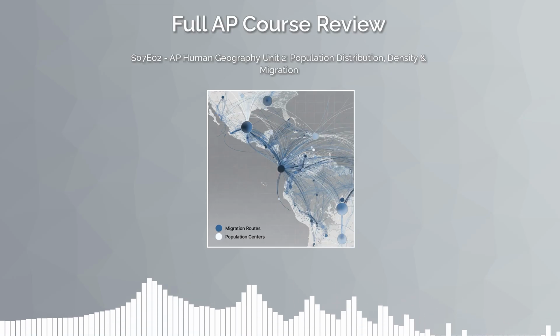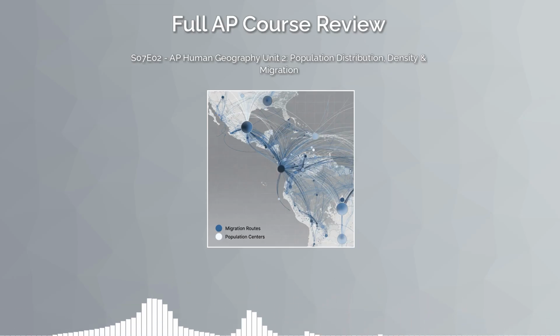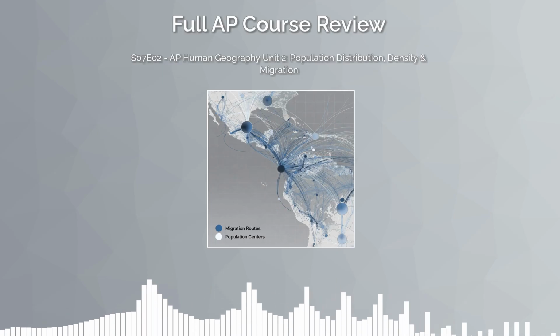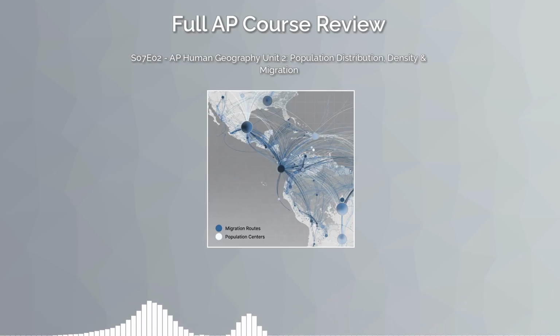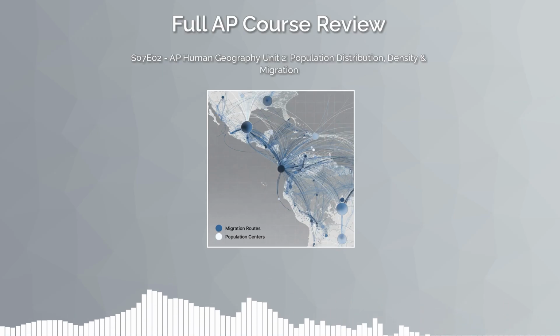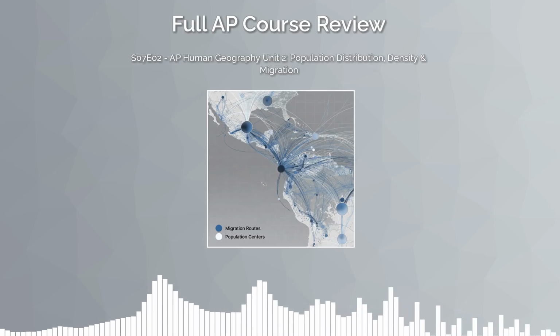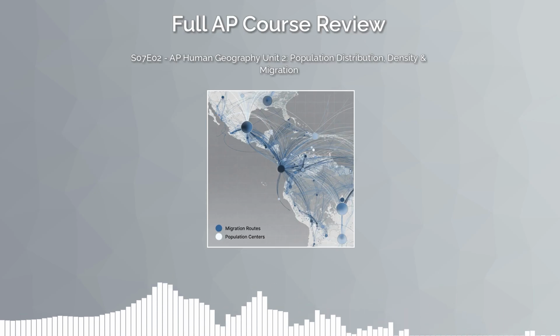Drawing and interpreting the model for the AP exam. You need to be able to visualize this model alongside the DTM. Picture two line graphs sharing an x-axis of time or development level. The DTM shows birth rate and death rate lines converging.